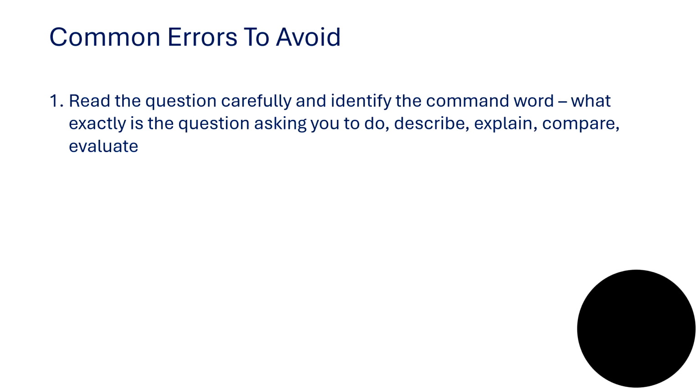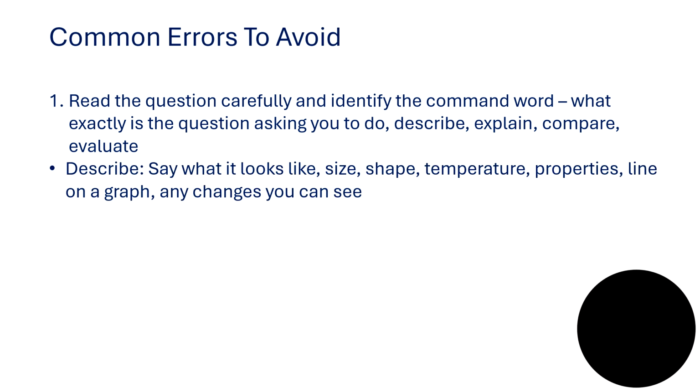I've also included some common errors to avoid, which is what we've seen when we've marked the mock papers in previous years. So first of all then, please make sure you read the question very carefully and identify the command word. So for example, is it asking you to describe, explain, compare or evaluate? Describe, say what it looks like. For example, it could be the shape, the size, the temperature. If it's talking about the line on a graph, does it increase or decrease? And any changes that you can see if any diagrams are given.